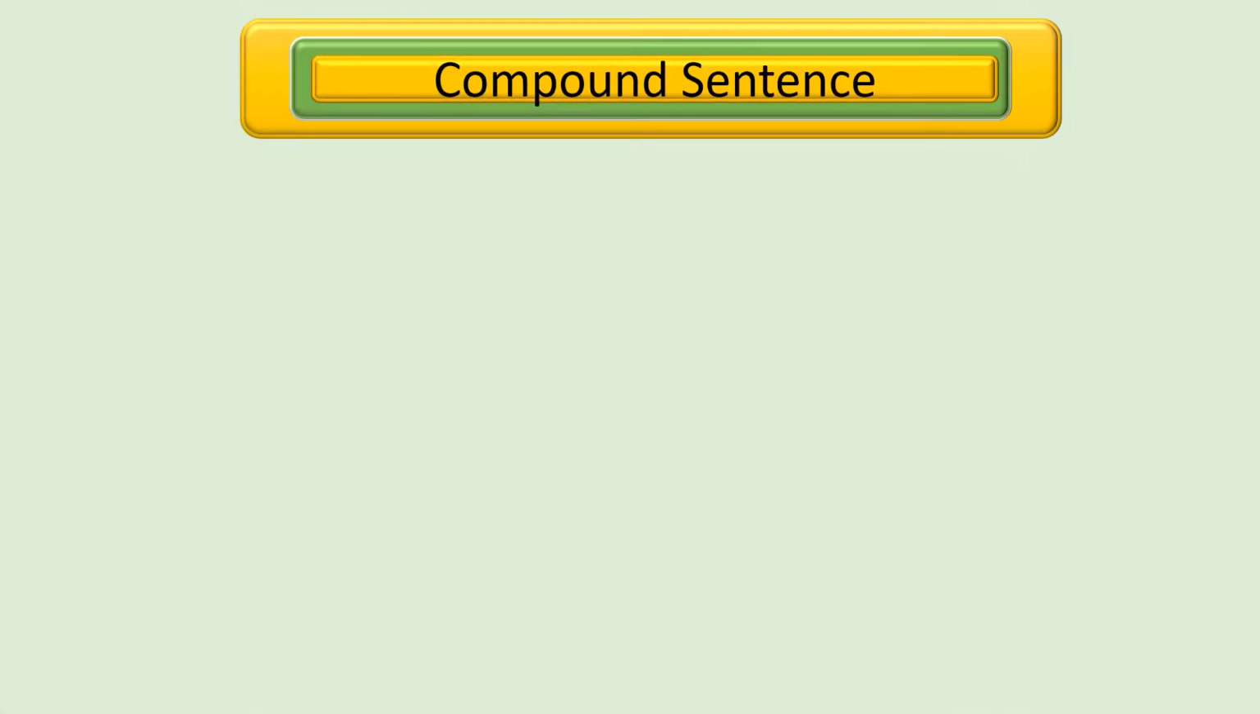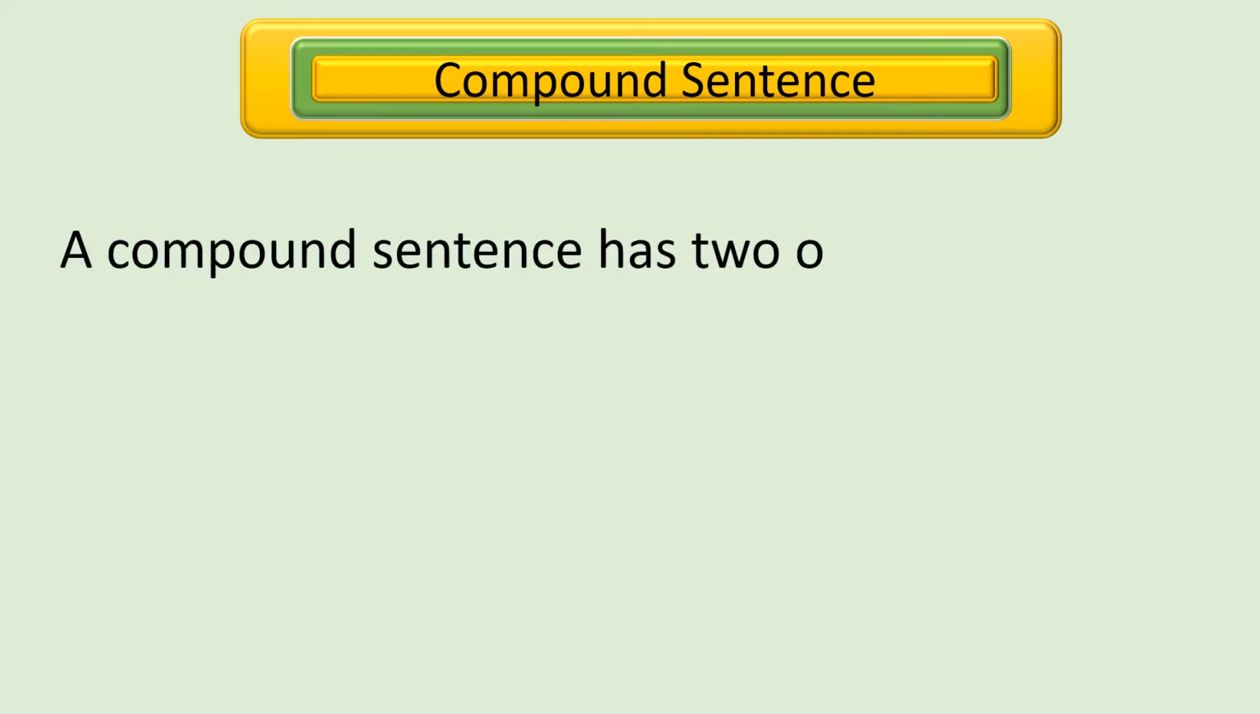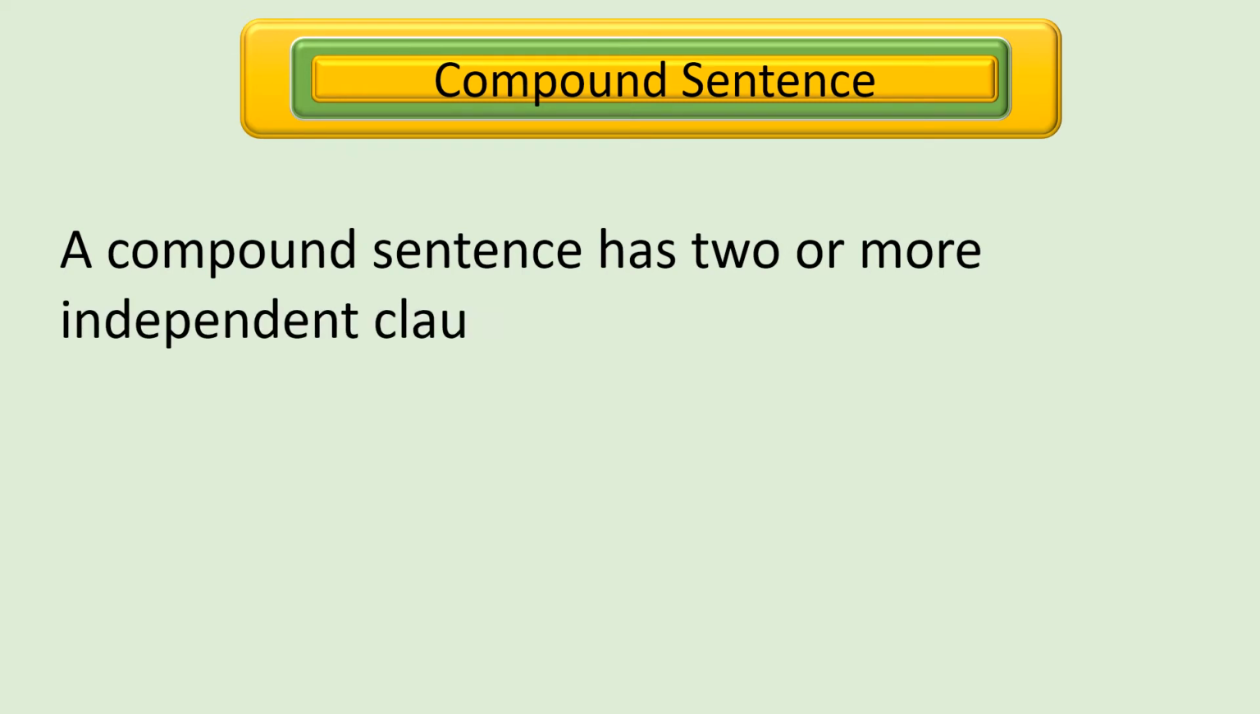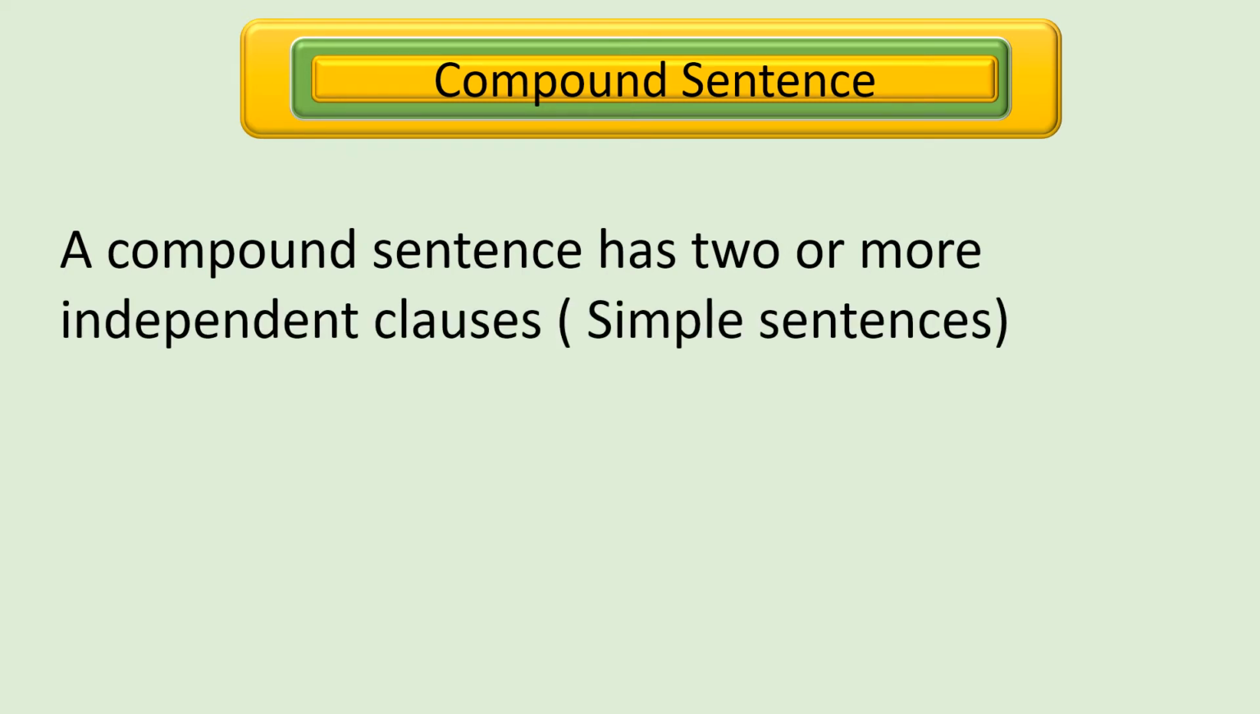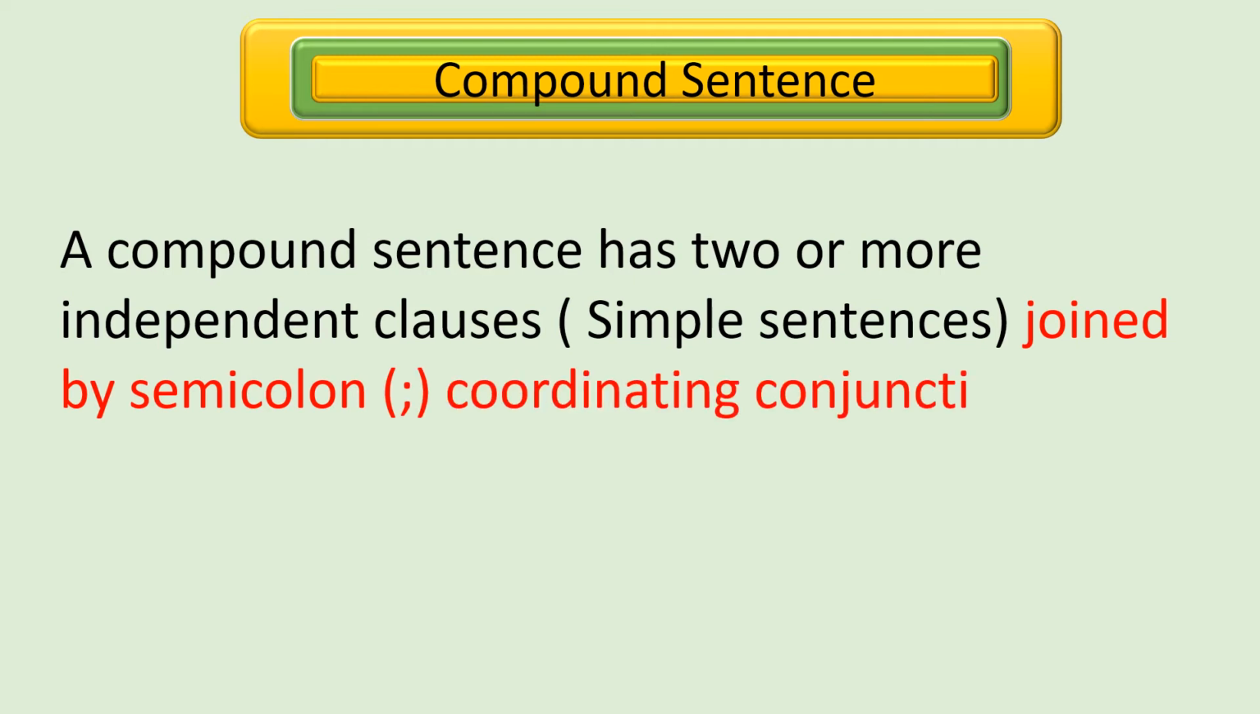Right, we have reached the next level. Compound sentence. What is it? A compound sentence has two or more independent clauses. They are joined either by a semicolon or coordinating conjunctions. You should know what conjunctions are. They join words or sentences. What are coordinating conjunctions? I'll tell you.